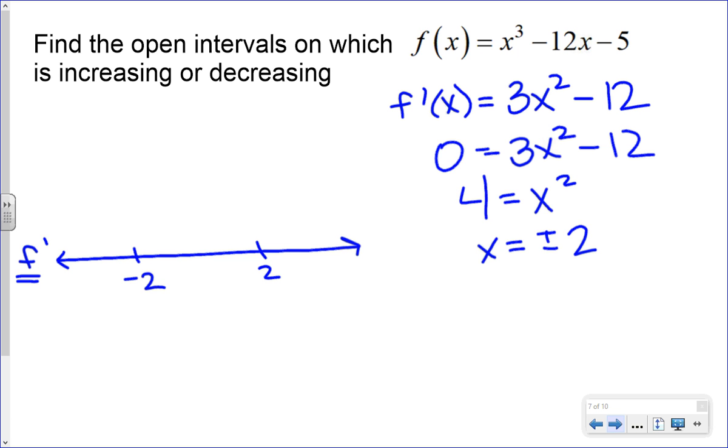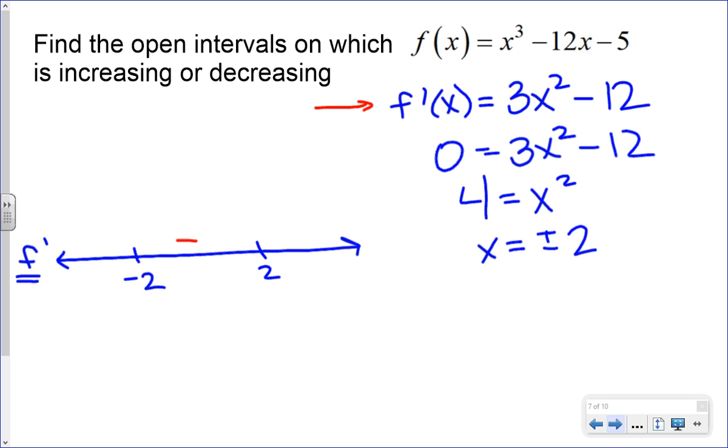Between -2 and 2, what's a nice number to plug in? 0. You could plug in 1, but 0 I think would be easier. Okay? If we go to the first derivative and plug in 0, what kind of value would we get? We would get negative, specifically -12, but I don't even care about -12. I care about negative. So I'm going to make a little negative sign because between -2 and 2, our derivative will be negative, no matter what you pick. You can pick 1, you can pick 1.5, you can pick 1/2. But we don't want to pick those numbers, right?